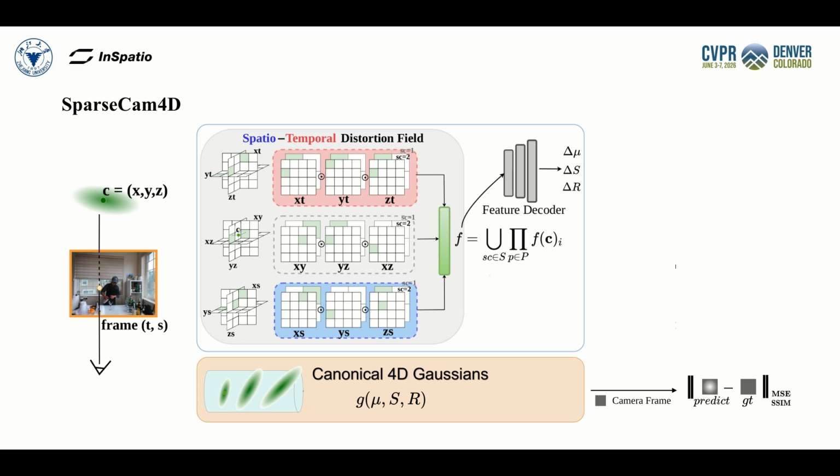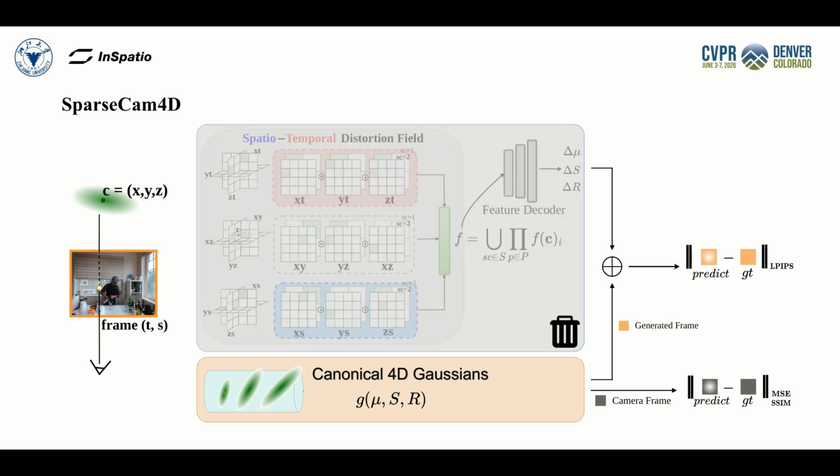During training, real camera frames supervise the canonical 4D Gaussians directly with photometric loss, while generated frames supervise distorted Gaussians with a perceptual loss. This decoupling prevents generated artifacts from corrupting the underlying scene geometry. Critically, once training is complete, the entire STDF is discarded. Only the clean canonical 4D Gaussians are kept for inference. This means our method adds 0 overhead at test time. The distortion field is purely a training time auxiliary mechanism.